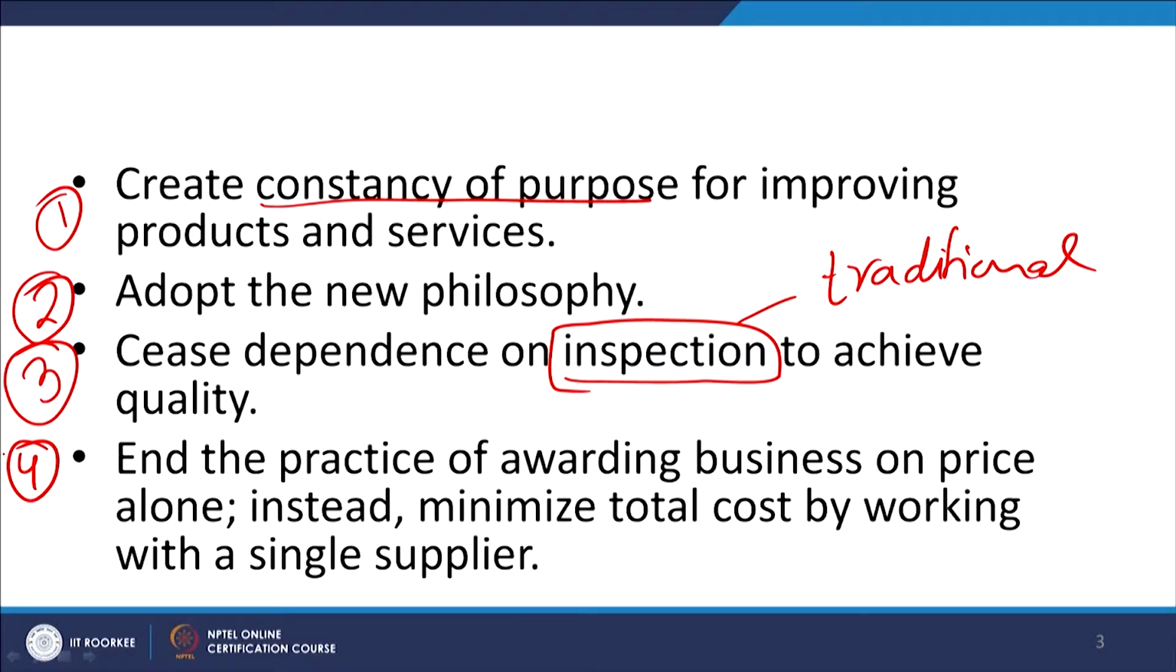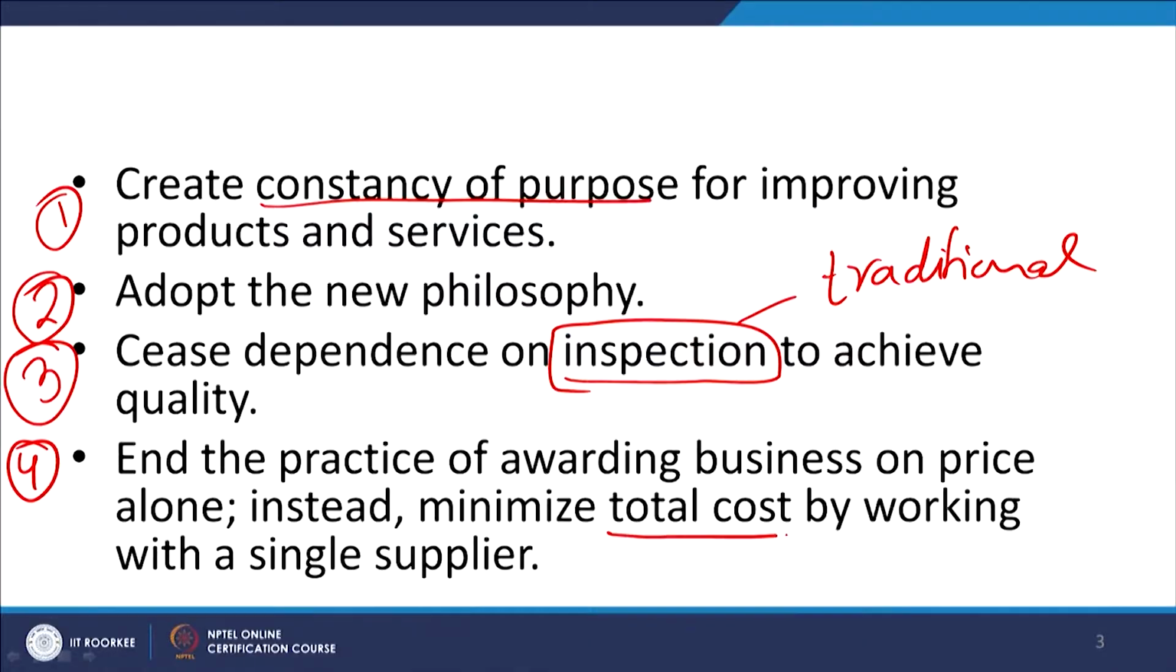Then another important thing which Deming said is, end the practice of awarding business on price alone. Instead, minimize total cost by working with a single supplier. We normally go with the quotation kind of system, where we give the order to the supplier who is giving us the product at the minimum possible cost. So, in our language in India, we call it the L1 supplier. The lowest cost is being offered by this supplier, and we call that supplier the L1 supplier.